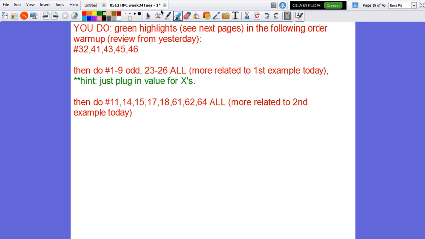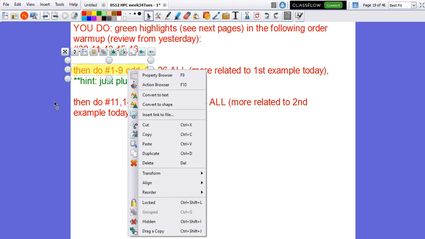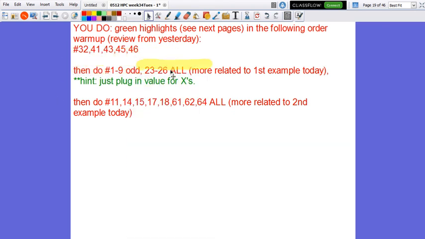I want you to start off with a warm-up. That's from yesterday. It's yesterday stuff. That should be really fast. These here are pretty easy, especially 1 to 9. All you gotta do is just plug it in, just like we did in the first example today. Here you also have to plug in.